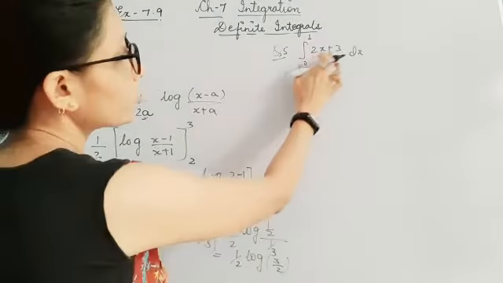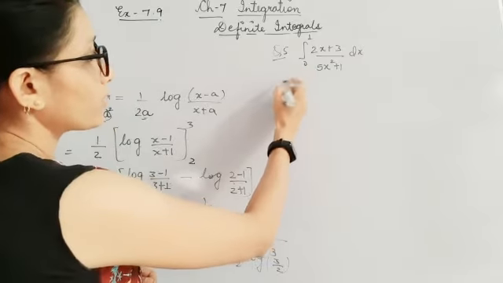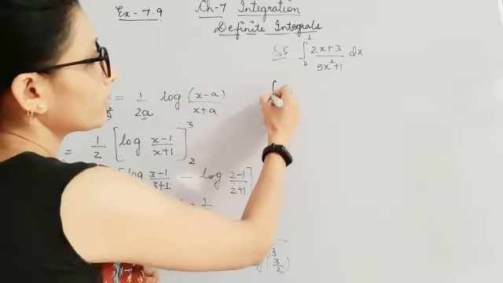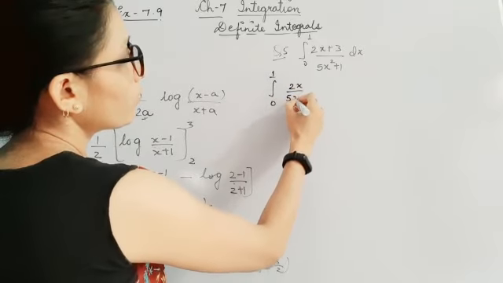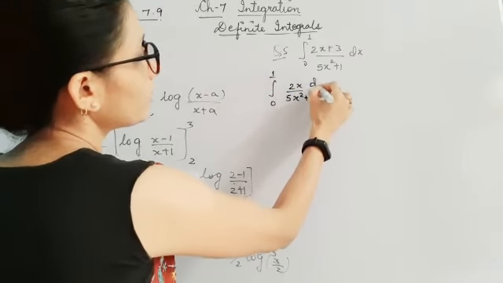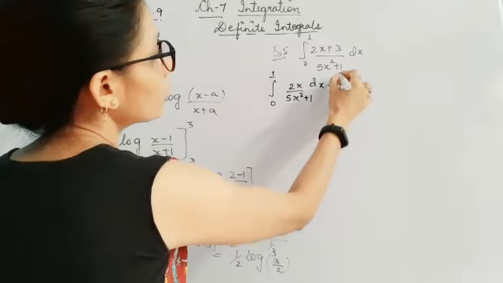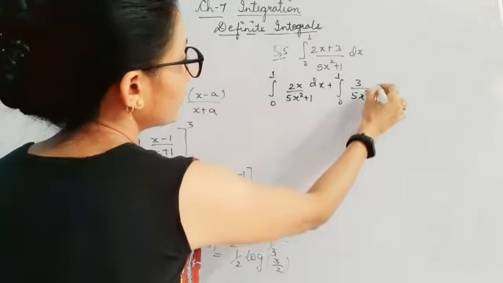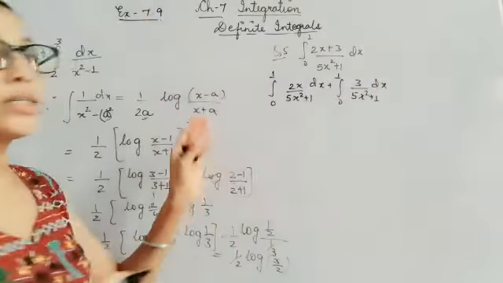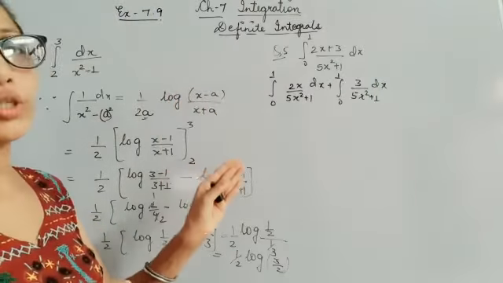Here it is given (2x plus 3) upon (5x square plus 1). So I can break it into two functions: the integral from 0 to 1 of 2x upon (5x square plus 1) dx, plus again the integral from 0 to 1 of 3 by (5x square plus 1) dx. Now children, here I will be applying the substitution method.